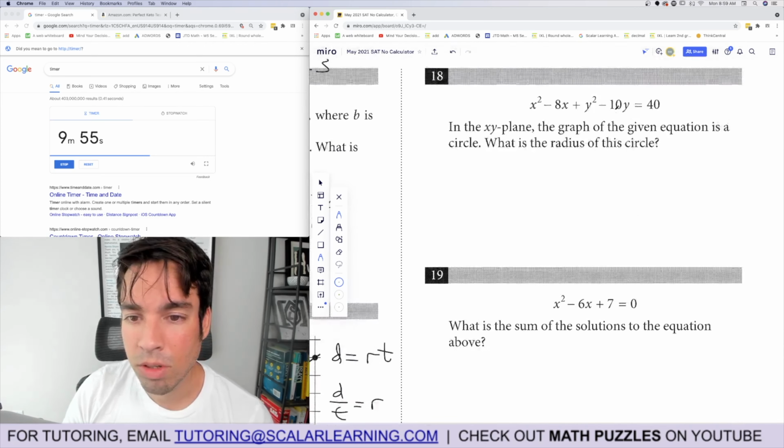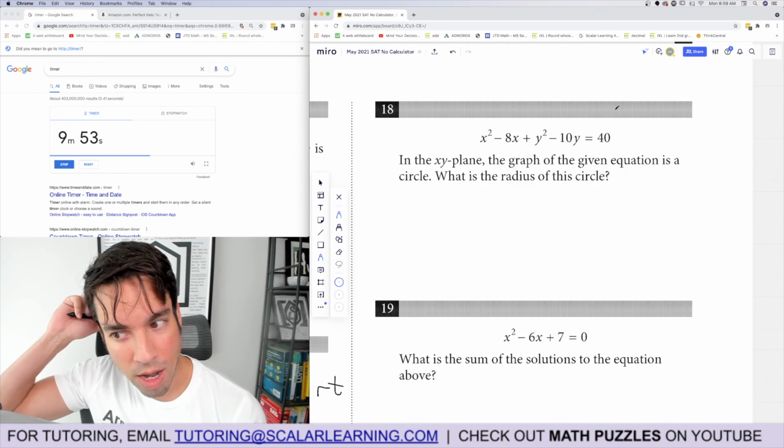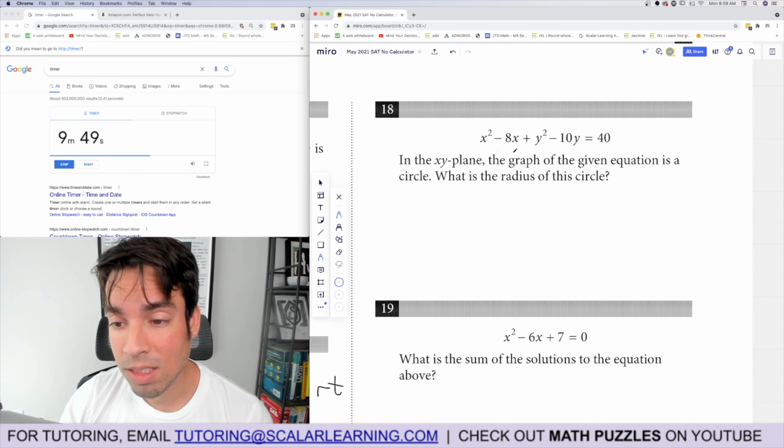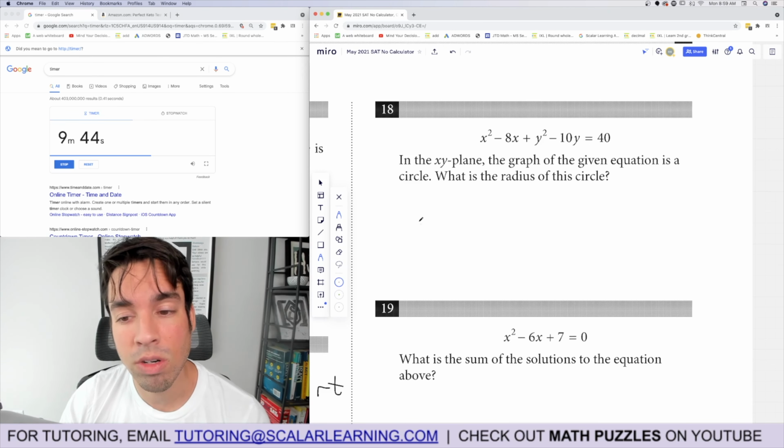Cool. Number 18, in the XY plane, the graph, they're giving us a circle. Okay, I've said it many, many times, you got to know the circle equation, you got to know how to put it in standard form, because this is not. So this is on the harder side. So we use completing the square.